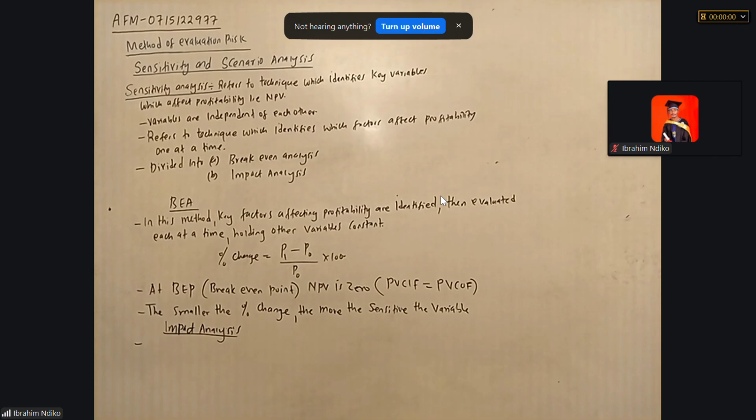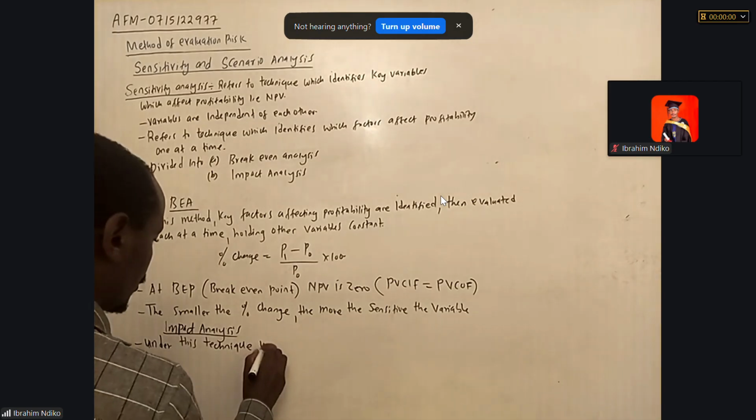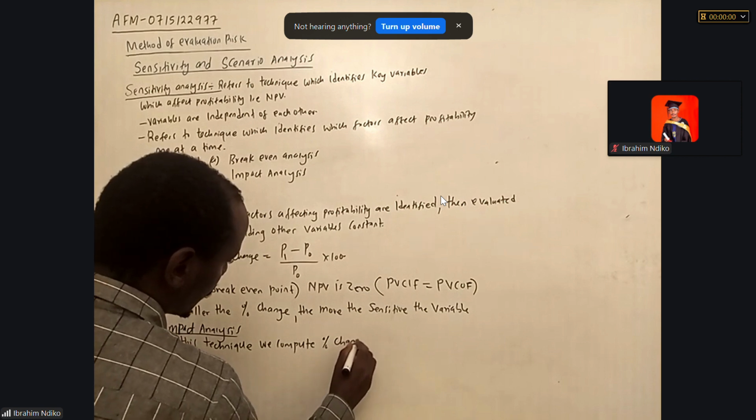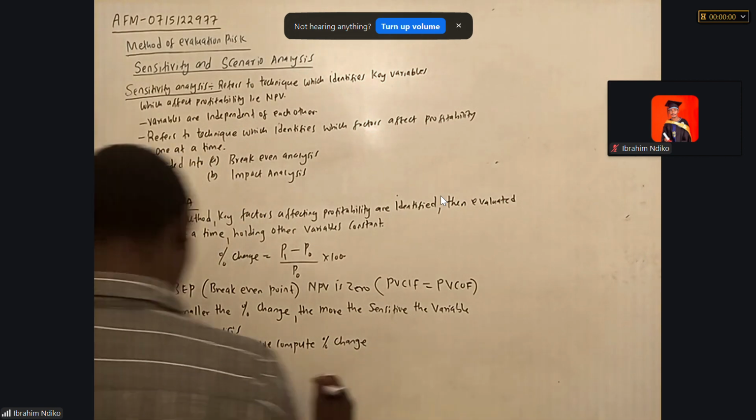Now, under this technique, we compute the percentage change in NPV when variables are affected.